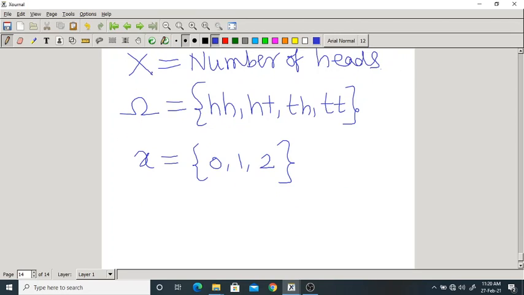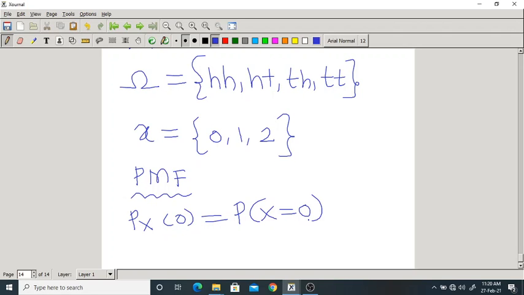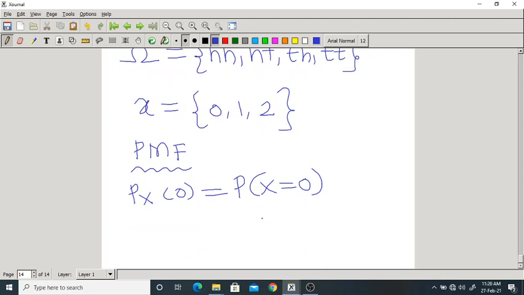Okay. Now, let me find the PMF. So what are they asking? Probability Px of 0, which means probability that capital X equal to 0. What is the capital X? Actually, number of heads, so number of heads equal to 0. What is that probability? Find out.